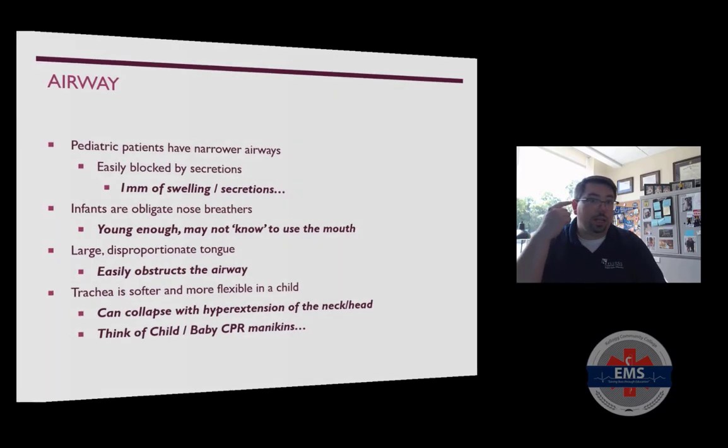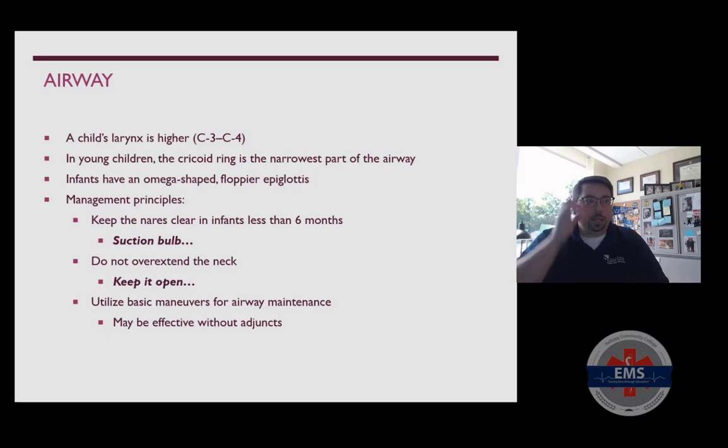We have to maintain that neutral alignment, ear to sternal notch. Airway, the larynx is higher, it's also more anterior, meaning when you're trying to intubate, it's in the worst position. It's up here when you're trying to intubate a child this way, you'll look up. For an adult, you have to look down. The cricoid ring is the narrowest part of the airway where most things will get stuck, making it even harder for us to get them out. And again, they're going to have more of an omega-shaped or U-like shaped epiglottis.